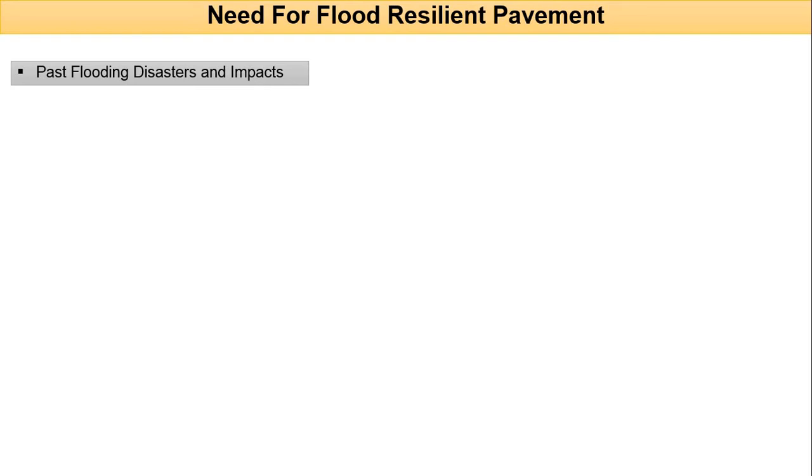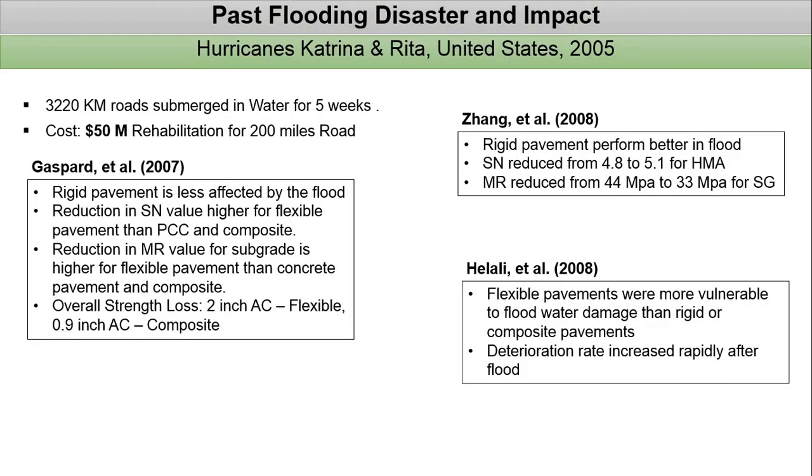So why do we need a flood resilient pavement? In the past there have been severe disruptive flooding events, and those are lessons for us. In 2005, in the United States, due to hurricanes Katrina and Rita, 3,000 kilometers of roads were submerged for 5 weeks, and that cost $50 million for the rehabilitation of 200 miles of road.